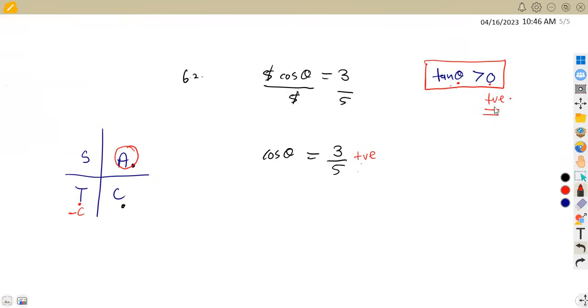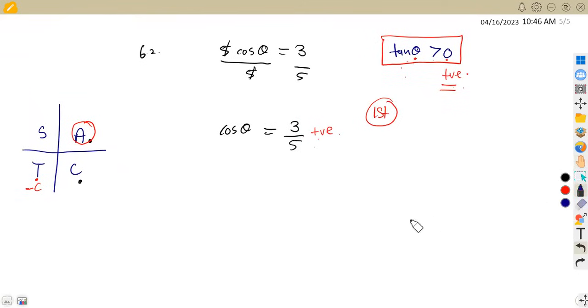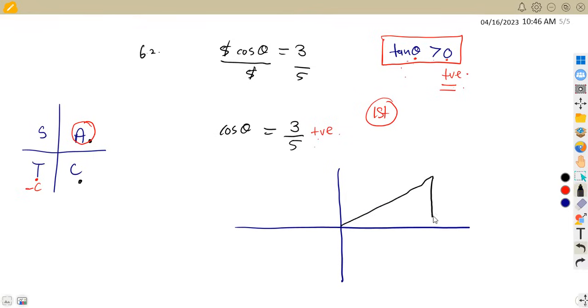Tan is greater than 0, meaning tan is positive. Cos is 3 over 5, and we already see that it's positive. So the 1st quadrant is the one that can contain these two being positive. So our diagram was supposed to be drawn in the 1st quadrant in this case, where you are going to have it this way. So this is your triangle, where you are going to have your theta here.